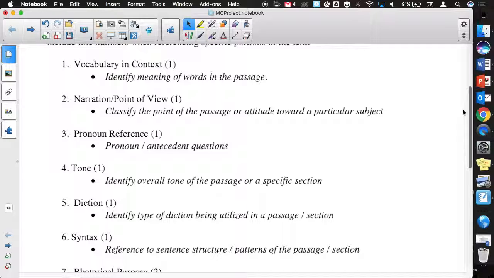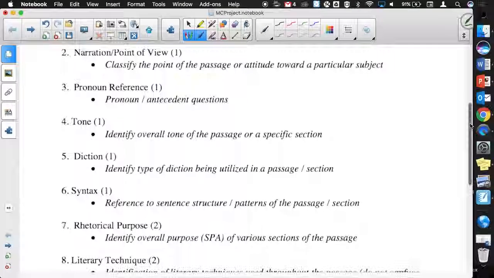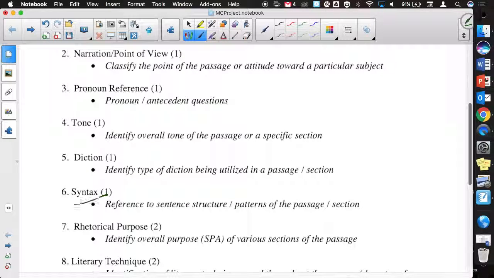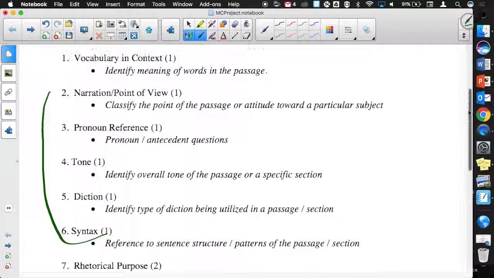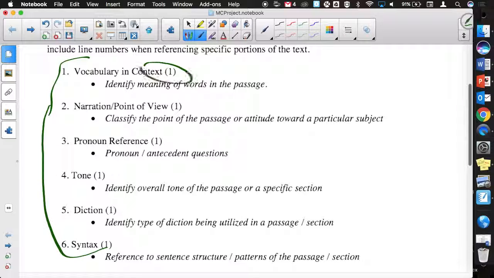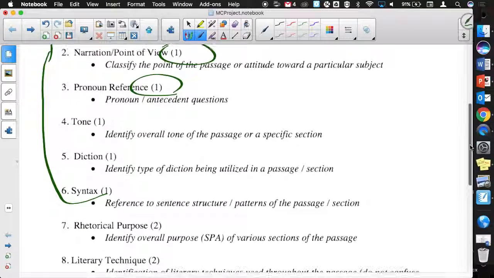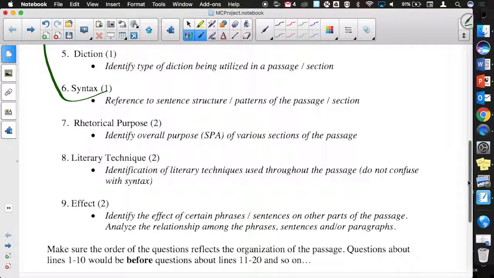Grant, how many vocabulary and context questions do you think you have to make? Good. So for numbers 1 through 6, down to syntax, those are going to be 1 question each, hence the number in parentheses, all right? So you're going to do 1 question for each of those types. When you get down to 7, 8, and 9, you're going to do 2 rhetorical purpose, 2 literary technique, 2 effect questions. So 6 questions at the top, 1 through 6, and then 6 more questions using 7, 8, 9. So that's where you get 12 questions from.